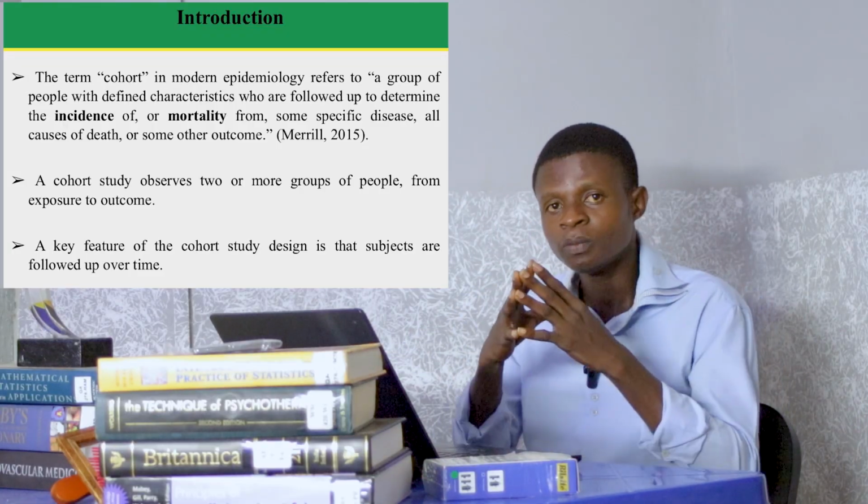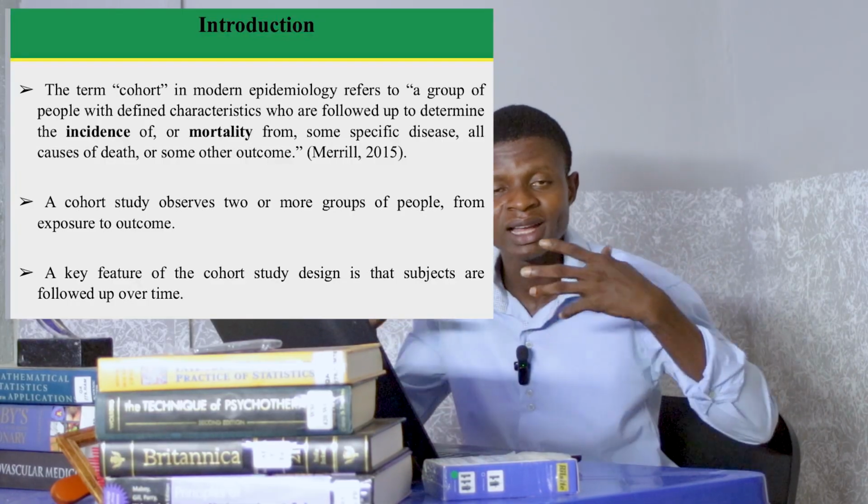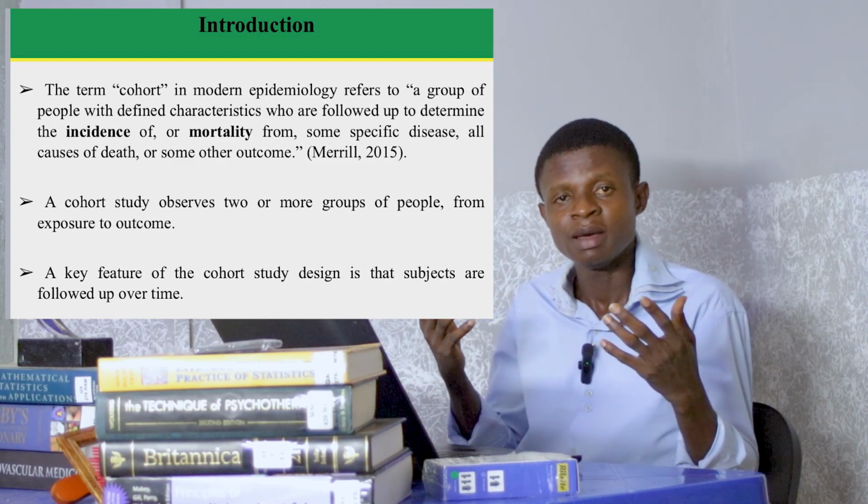And then in cohort study, you can follow two or more groups, multiple groups. You follow them into the future, or you follow them into the past to see what their previous exposure has developed in their lives. And then they are being followed over time. In cohort study, the participants are being followed over time.